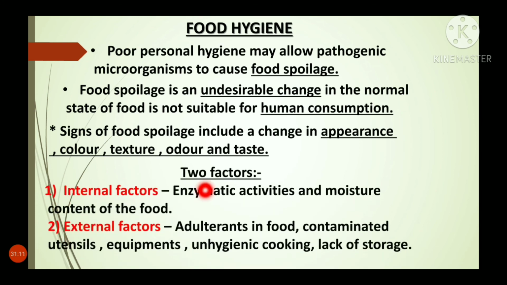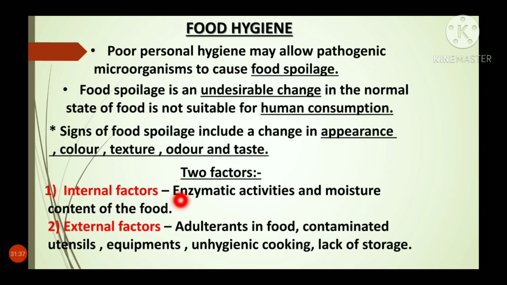There are two factors in food hygiene: how you can recognize and how the food gets spoiled. Internal factors and external factors. Internal means inside the food. External means outside the food. So what are the internal factors which spoil the food from inside? Enzymatic activities and the moisture content of the food.